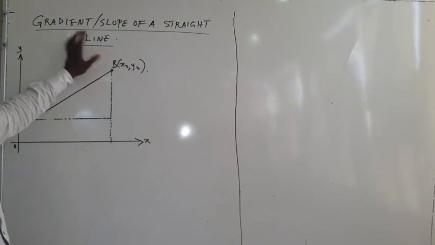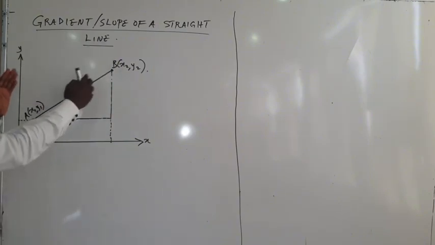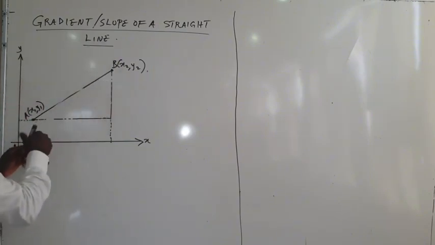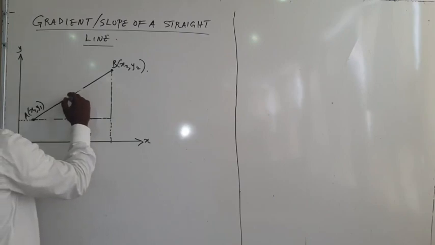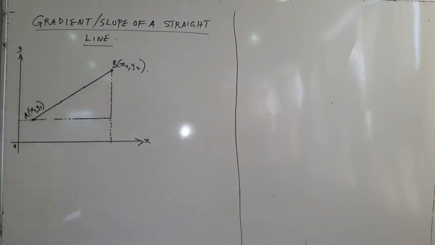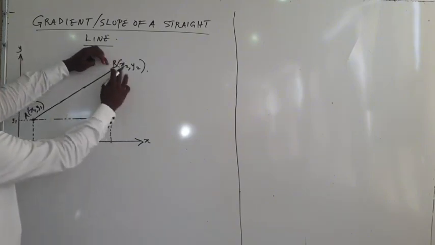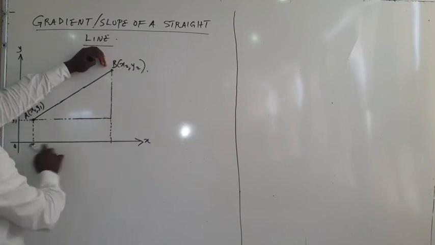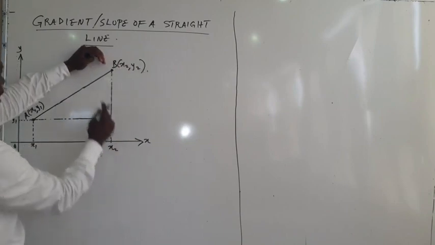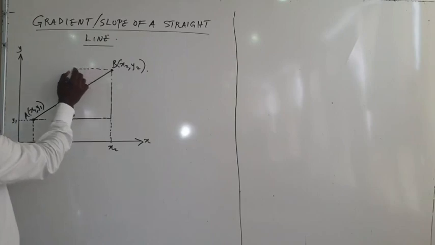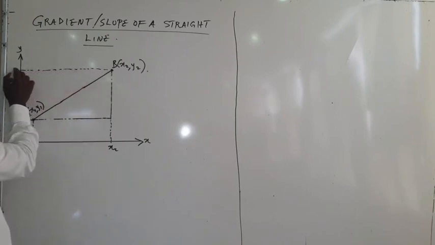To find the gradient of this straight line, after the line is given, we are going to form a right angle triangle. At point A, we trace to the x-axis, and we call this x1, and to the y-axis, we call this y1. Then at point B, we have coordinates x2, y2. So to the x-axis is x2, and to the y-axis is y2.